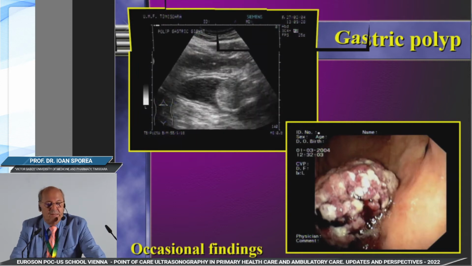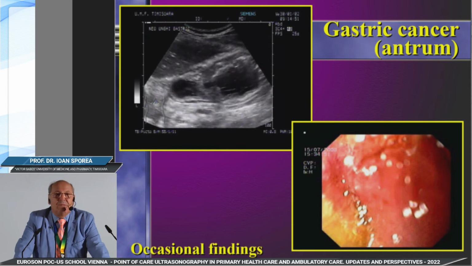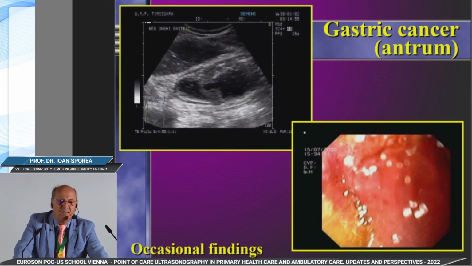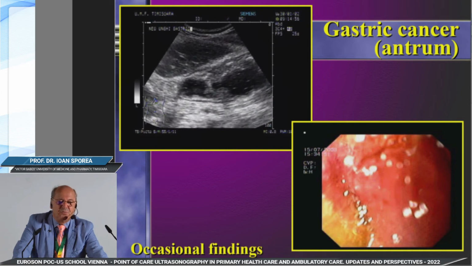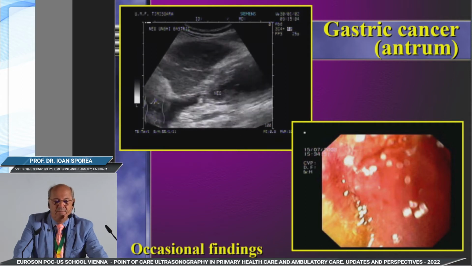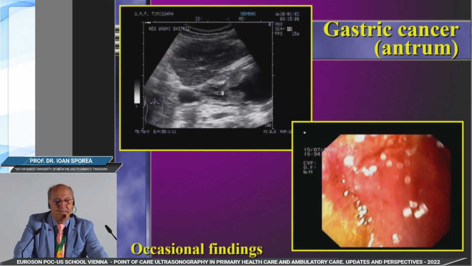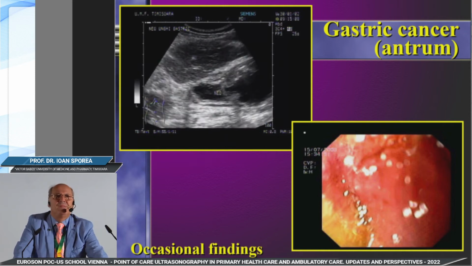Okay, then these are incidental occasional findings. A patient with some weight loss. You look at the stomach. You find the antrum that has a large anterior and posterior wall, and this was confirmed to be gastric cancer. Then antral gastric cancer is not very difficult to see.